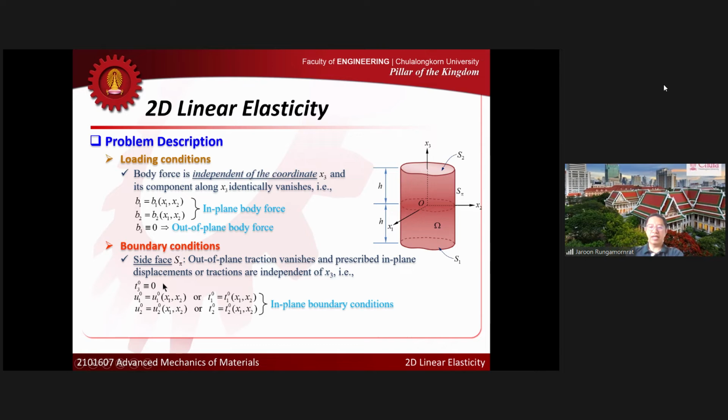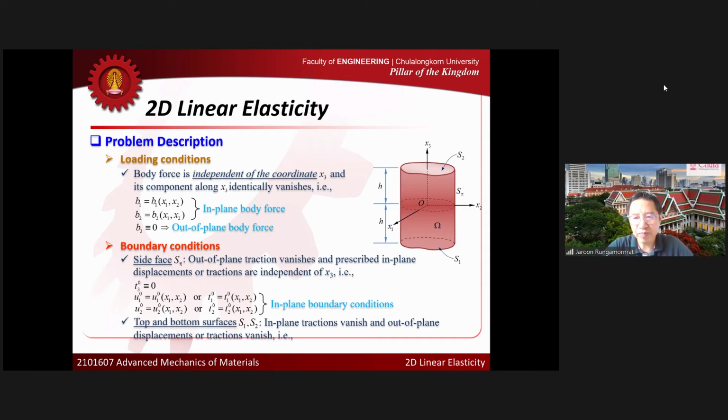The out-of-plane boundary condition, we expect, is satisfied automatically. So we can say that we don't apply anything in the third direction. How about the top and bottom surfaces, the surfaces S1 and S2? We have this kind of assumption: the in-plane traction vanishes at the top and at the bottom surface. Okay, what does it mean?